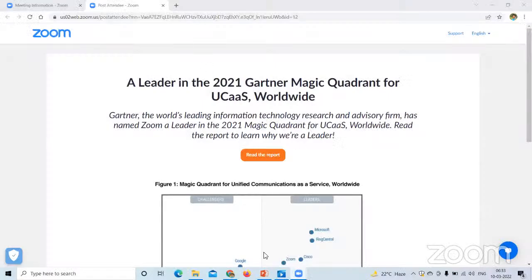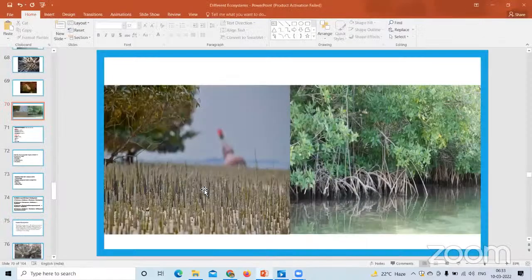In the previous class, we discussed ecosystem and habitat. You are observing the mangrove plants. What is the importance of these plants? Where do they actually grow?